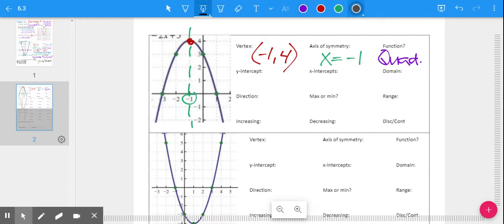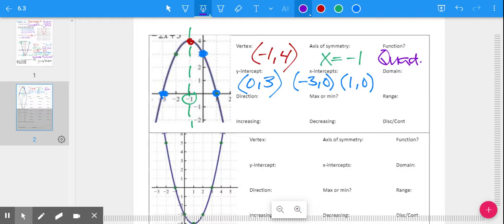The y-intercept is where the line crosses the y-axis. Y-axis is the vertical one, so it's right there at 3, so we write the ordered pair (0, 3). The x-intercepts, where the line crosses your x-axis, are at -3 and +1. So when we write them as ordered pairs, we have (-3, 0) and (1, 0). So remember in those ordered pairs, for a y-intercept, x is 0. For an x-intercept, y is 0.